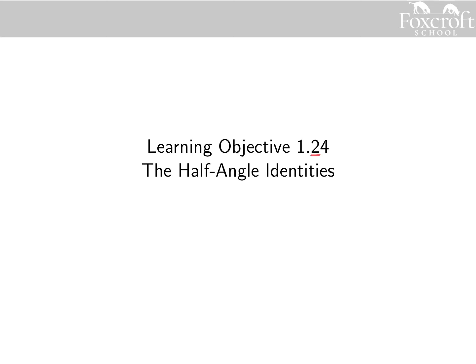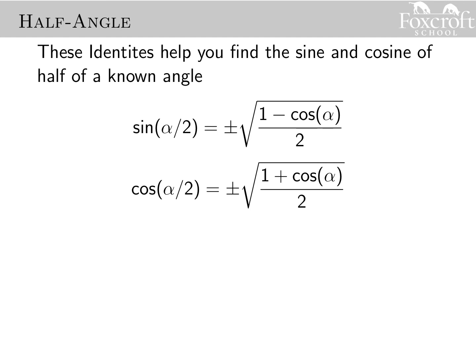In this video, we're sticking with our identities, and we're going to talk about the half angle identity. So we talked about earlier the double angle identities. If we double an angle, now we're just doing the opposite. We're halving an angle. These formulas look really complicated, but they're kind of the reverse of the double angle identities.